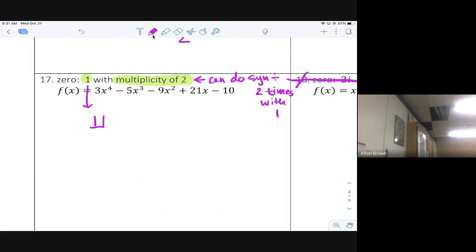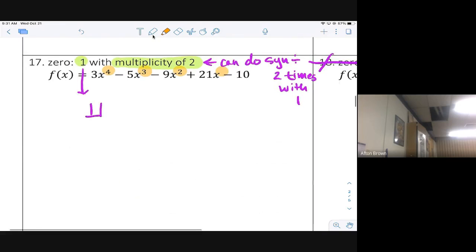Does it skip any powers? No. Exactly. Her question was, if it says multiplicity of 2, does that mean you do synthetic division twice? Yes. And notice I wrote that, because I'm not going to remember that on the test. I'm pointing to it: I can do synthetic division 2 times with the 1, the 0, which is 1, okay?